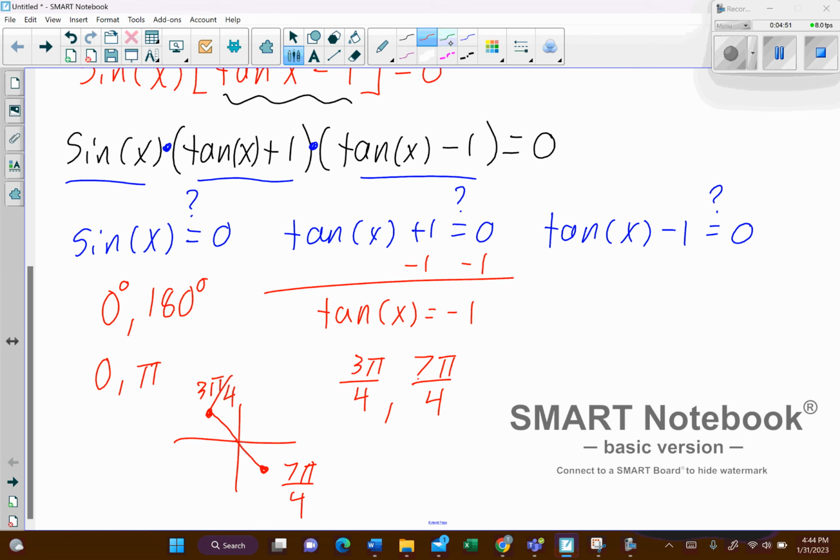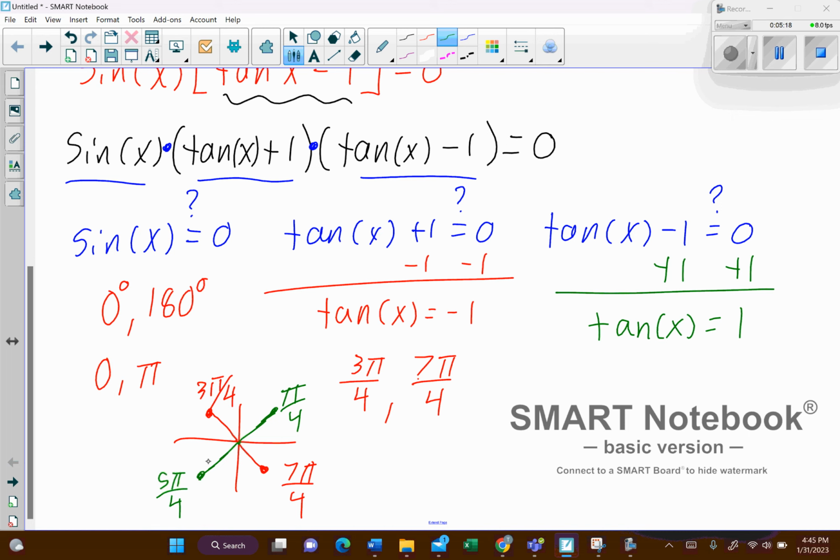Okay. And then the other one, let's see, we're going to add 1, add 1. So now we're looking for where tangent, what angle will give me +1. And so that's going to be right here at pi over 4. And then now I do a half a rotation. So basically, I need to add pi to this. So that would be 5 pi over 4 right there. So that would be where that's at. And so, yeah, let me write those down. So pi over 4 and 5 pi over 4.